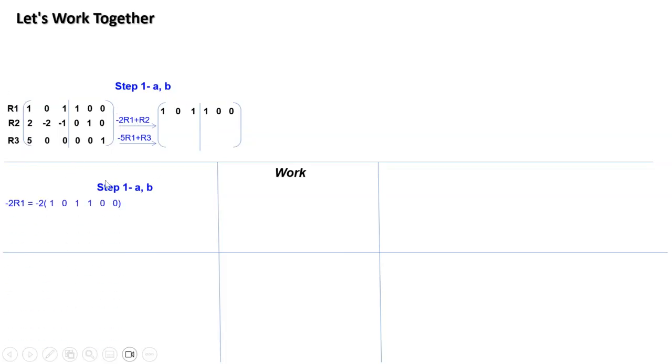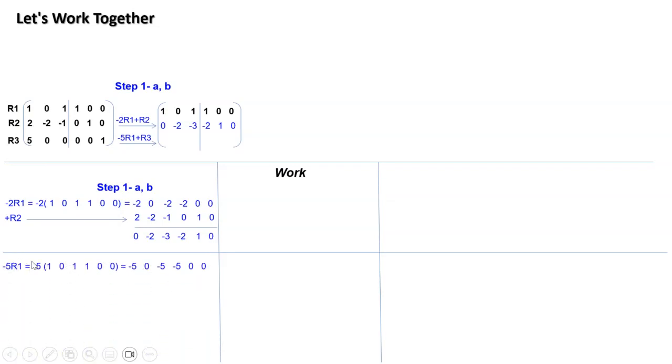Negative 2 row 1 will give us negative 2, 0, negative 2, negative 2, 0, and 0. Plus row 2, all we do is bring it over. It's going to be what? 2, negative 1, 0, 1, and 0. After we add them, we get 0, negative 2, negative 3, negative 2, and 1. So this is my new row 2.